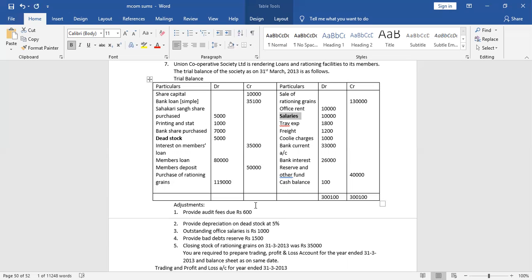तो क्या करना पड़ेगा? तो हमें बैड डेट्स निकालना पड़ेगा ना. बैड डेट्स 1500 they have directly given. So 1500 बैड डेट्स के लिए, रिजर्व फॉर डाउटफुल डेट्स हम किस पे निकालेंगे? मेंबर्स. मेंबर्स को लोन दिया है और वो लोन कितना वापस मिलेगा we don't know, because we think 1500 is a bad debt. So 1500 हम पीएनएल अकाउंट में भी लिखेंगे और मेंबर्स लोन में से भी माइनस करेंगे. Then closing stock of rationing grains, closing stock 35,000. You are required to prepare trading and profit and loss account for year ended 31st March 2013.